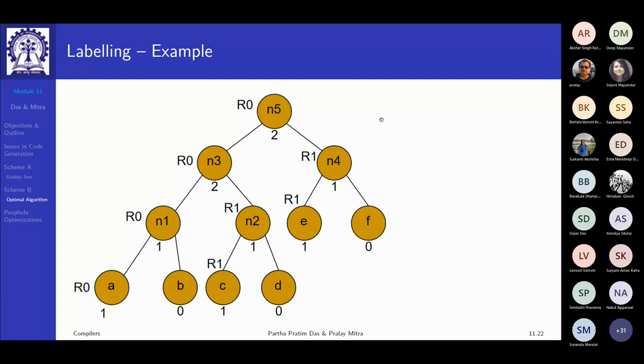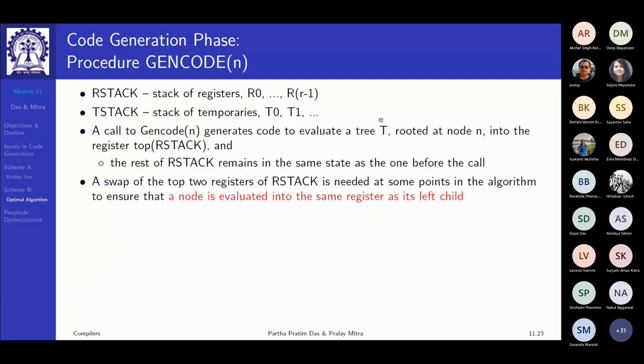So this is the labeling. So you assume that the labels are all available. Now, to generate the code, we again assume that there are two data structures: two stacks. One is a stack of registers. So if I have R registers, then I have a stack of registers R0, R1 up to R minus 1.